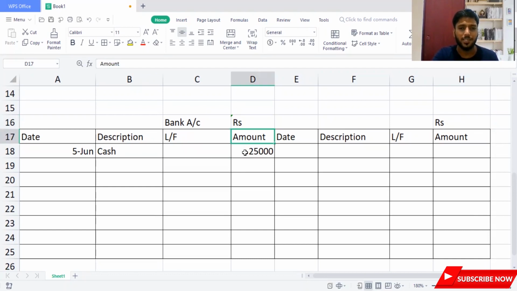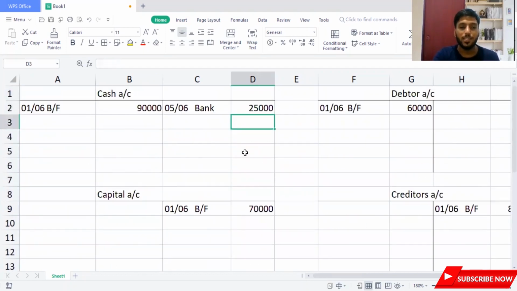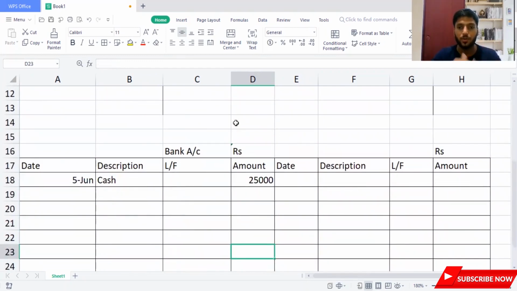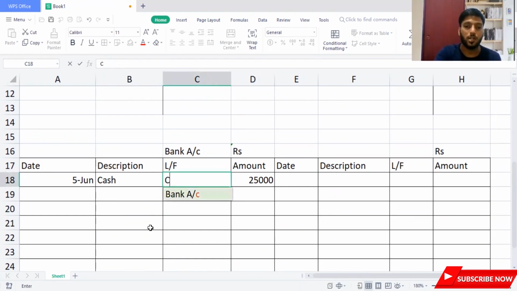Now you might ask why the ledger folio is still there, when you have this cash account and the bank account. Normally the cash account would have been credited inside this account itself, and here it will become a debit in the bank account itself, saying cash. That's the reason we use the ledger folio, and whenever you use it, we put a C, a contra entry, to show that both sides have happened within the particular account.